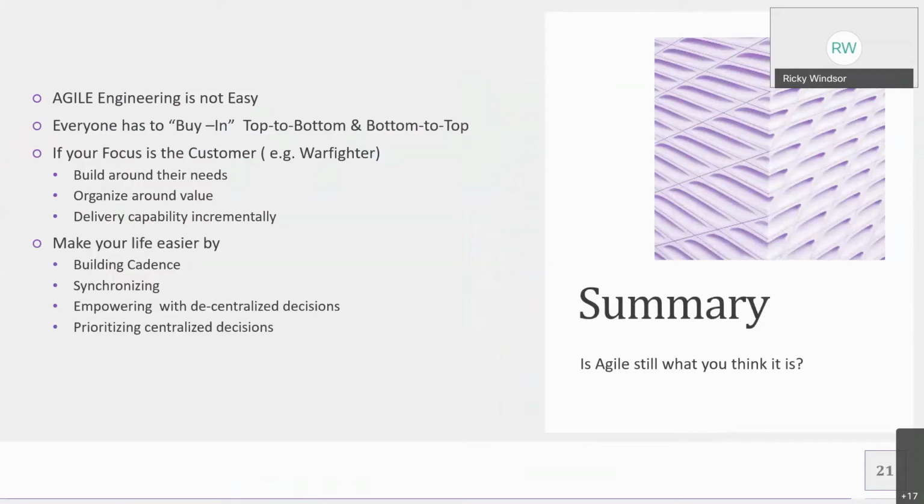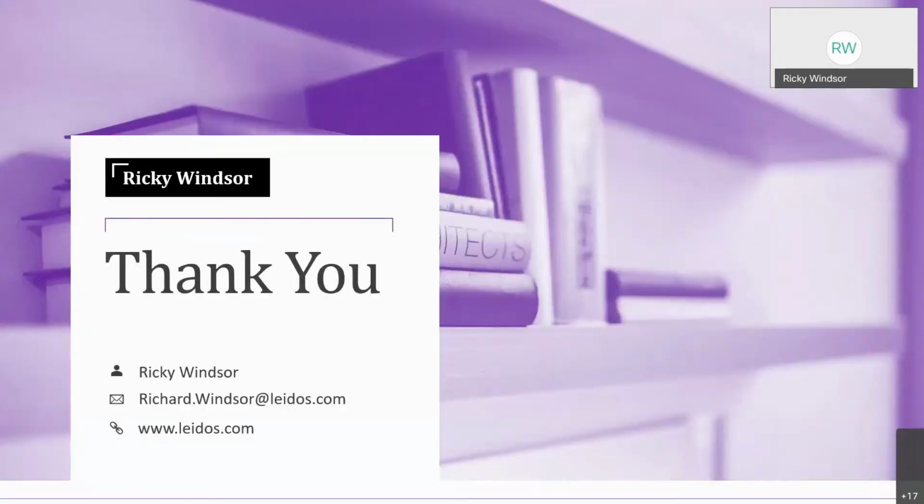Agile engineering is not easy. It requires everybody's buy-in from top to bottom and bottom to top. You have to focus on your customer. In this presentation, I was trying to really focus on the warfighter. Build around their needs, organize around value, deliver capability incrementally, and make your life easier by building cadence, synchronizing, empowering with decentralized decisions, and prioritizing centralized decisions. So I guess at the end of the day, it's really about, is this still what you think Agile is? And I'm done.